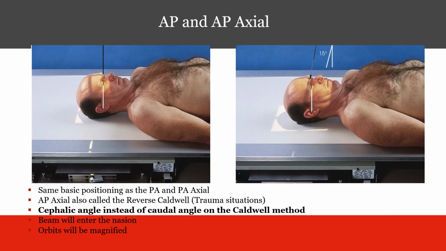We can also do AP and AP axials instead if the patient's condition doesn't permit the PA projection. It's the same positioning as we did with the PA and PA axial. The AP axial is also called a reverse Caldwell for trauma situations. Instead of caudad angulation, we're going to use a cephalad angulation, and the beam will enter the nasion instead. The orbits will be magnified.